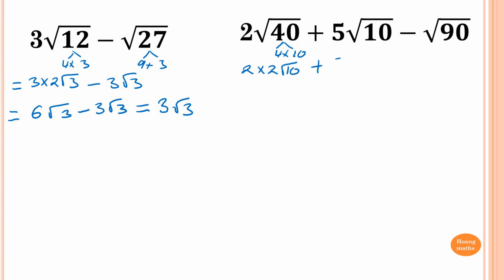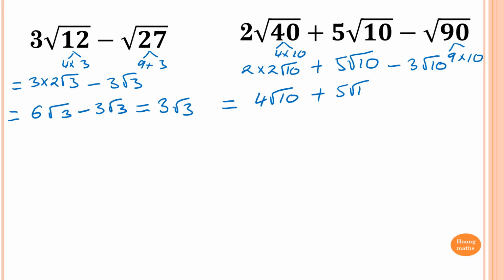Plus, I can't do anything with 5 root 10, I just write it down. Minus 90 is 9 times 10, nice number. Square root 9 is 3, so 3 square root of 10. Then I collect like terms if I can, but at the moment, 4 times 2 times 2 is 4, so it's 4 root 10. I just write it down first. So 4 root 10 plus 5 square root 10 minus 3 square root of 10.